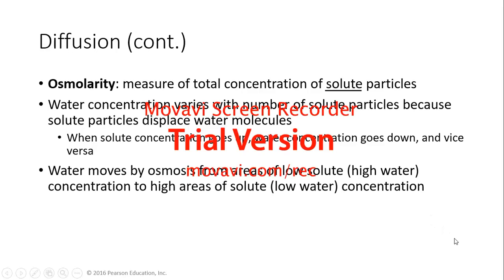Understand that the particles, the solutes dissolved in the water, are going to affect the water concentration. It's as simple as that. If you have low solute, that means you're going to have high water concentration. Low solute concentration, high water concentration, and the solute concentration and the water concentration are always going to be the opposite of each other. When you have a high solute concentration, meaning you have a lot of particles in this solution, you're going to have a low water concentration.